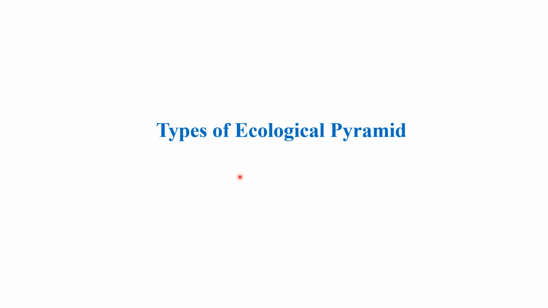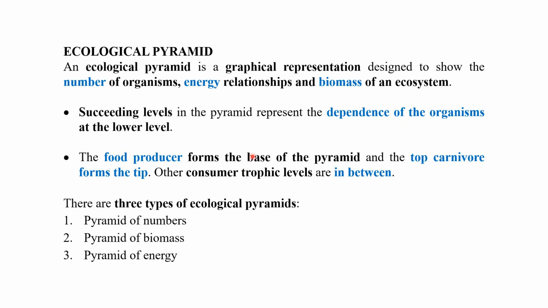Hello everyone. In this lecture, we are going to study types of ecological pyramid. So what is an ecological pyramid? An ecological pyramid is a graphical representation designed to show the number of organisms, energy relationship, and biomass of an ecosystem in the form of a graphical representation.